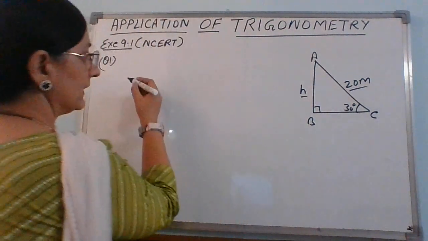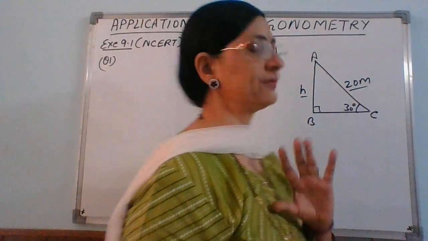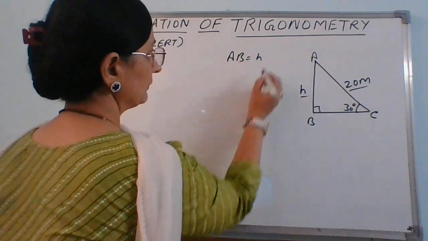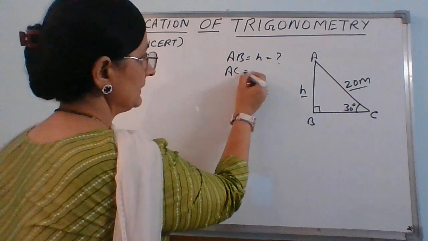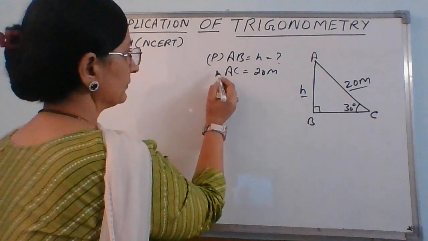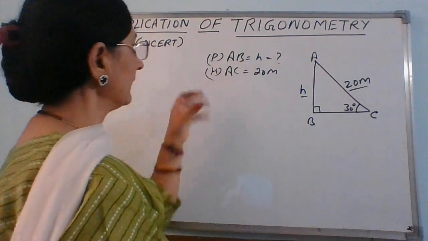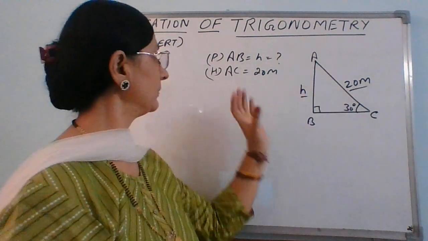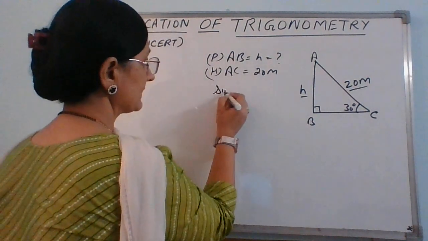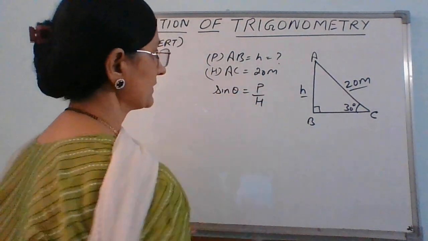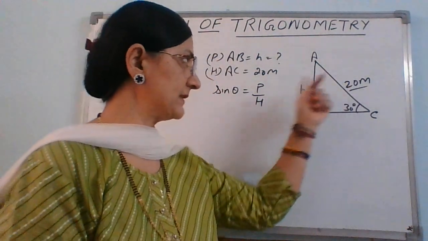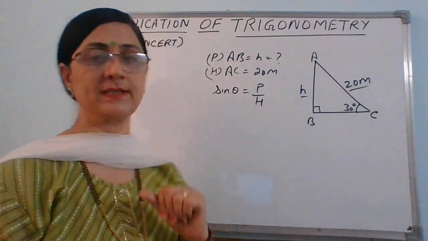Applying trigonometry. Now here, first of all, we have to see which side we have to find. We'll write AB is equal to h. This we have to find out. And what is given is AC, that is 20 meters. So perpendicular we have to find and hypotenuse is given. So we have a relation between P and H in terms of sine. What is sine theta? We know that sine theta is equal to perpendicular upon hypotenuse. So if these two sides, perpendicular and hypotenuse, are involved, we'll be using sine theta.